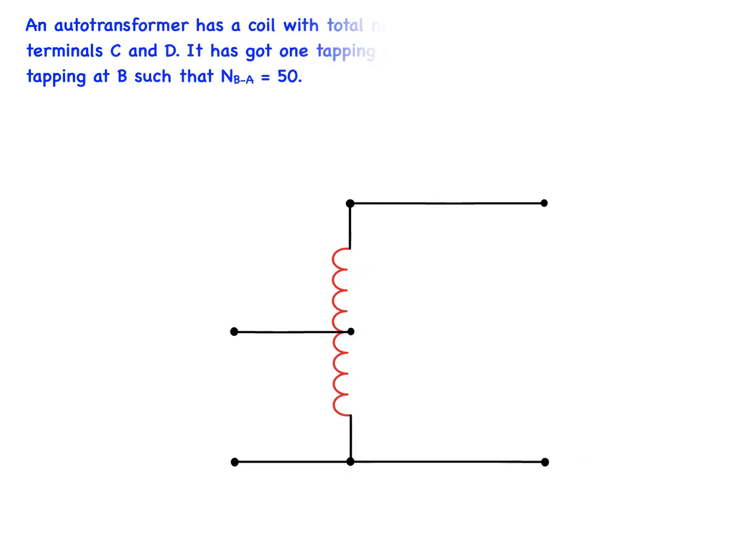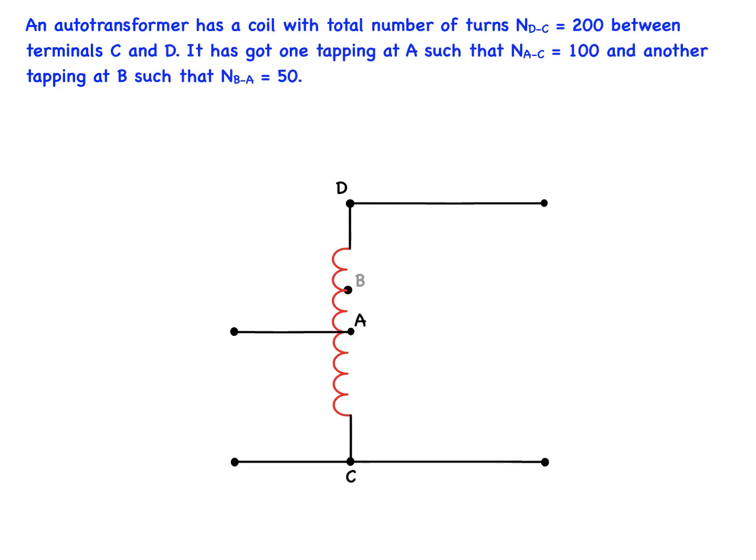An autotransformer has a coil winding with a total number of turns between C and D of 200. That is, NDC is 200. It has a tap at A such that NAC is equal to 100 turns, and another tap at B such that NBA is equal to 50 turns.